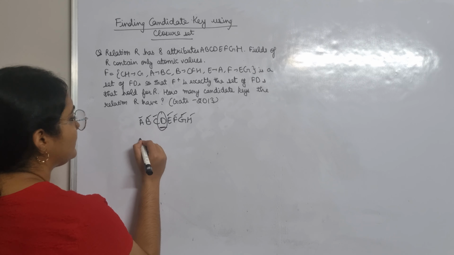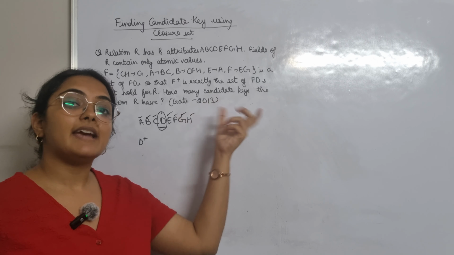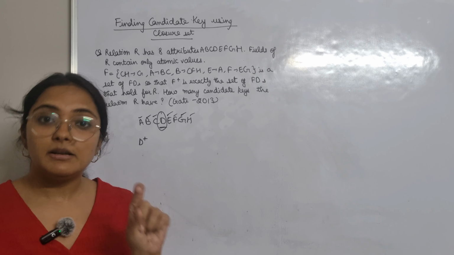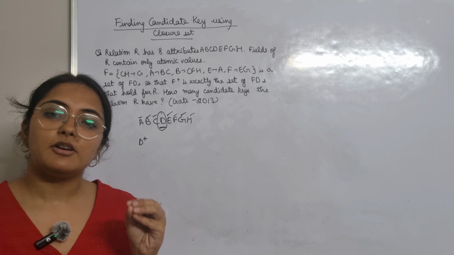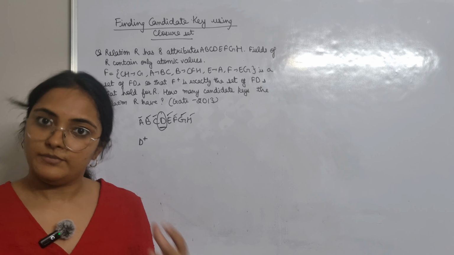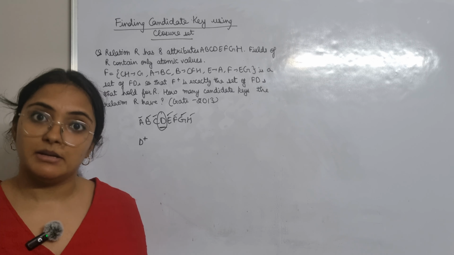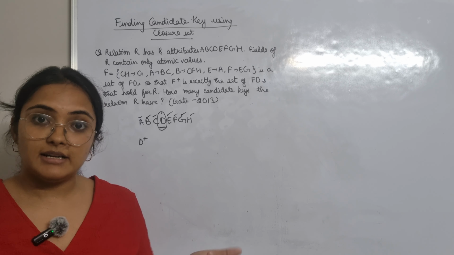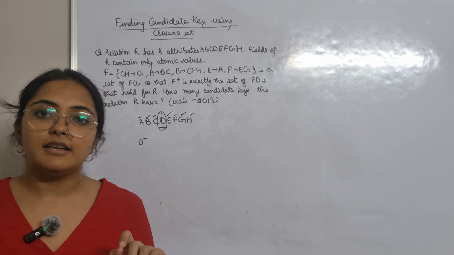Now let us find out D plus. So now we are finding out the candidate keys. What is a candidate key? A candidate key is a minimal super key, right? Minimal means the least number of attributes that we have to include in that particular candidate key. We are not asked to find the super keys. We are asked to find the candidate key, that is the minimal. So what is the minimum number of attributes that a candidate key can have?